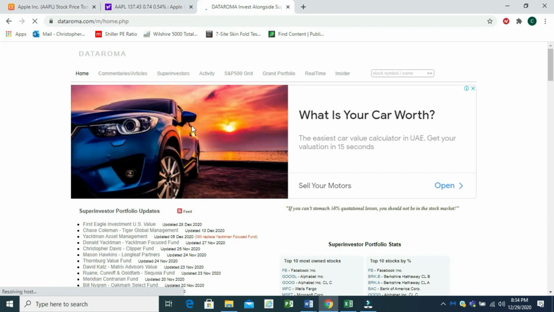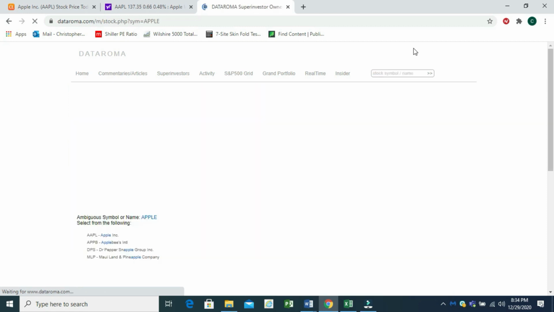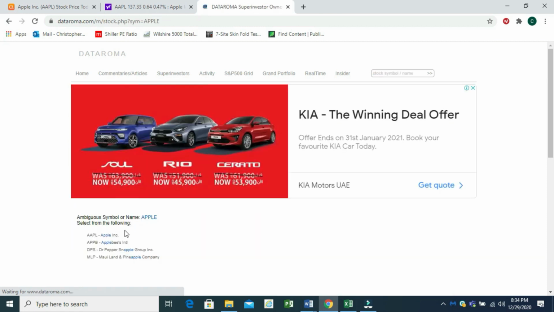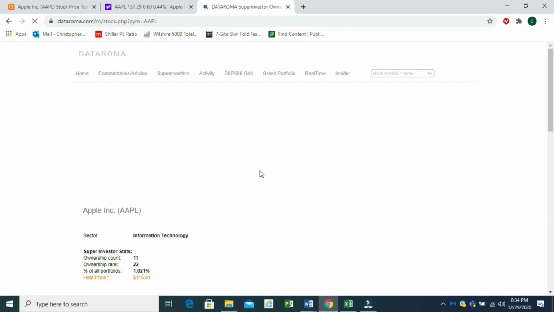To point out, not every one of these investors on Dataroma is one that I would consider a super investor, but a lot of them are. I'm just going to come up here. I'm going to search Apple, which I've already done, and open it up. Yes, I'm going to clarify that it is in fact Apple Incorporated that I am looking at. Yes, there is an ad.